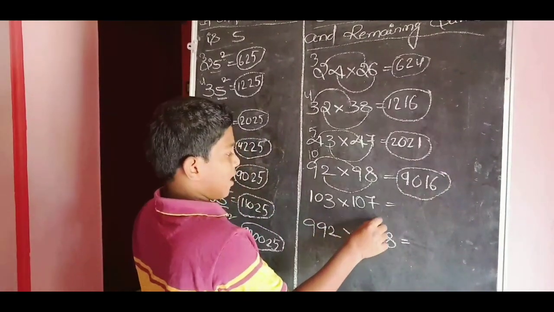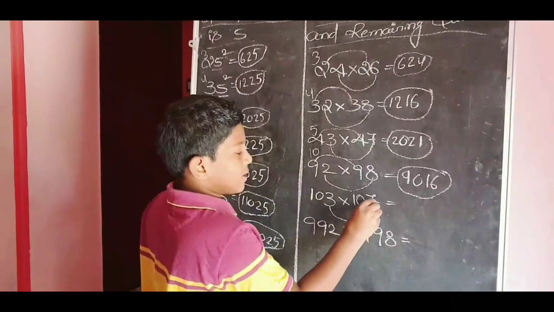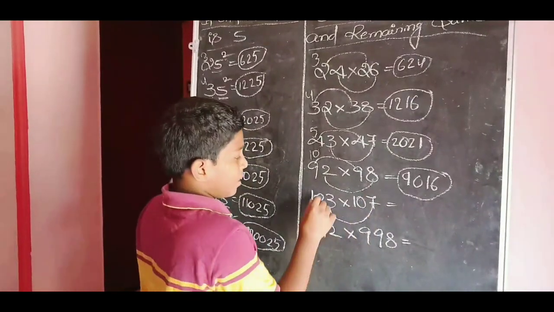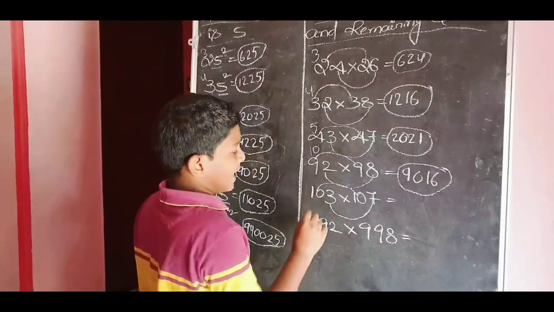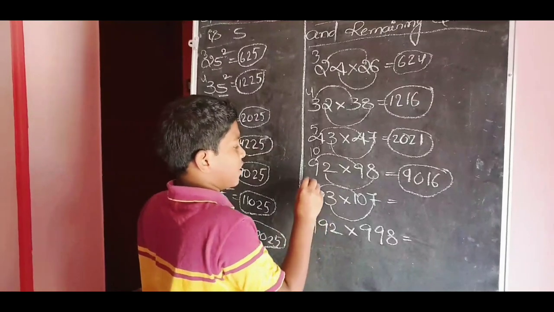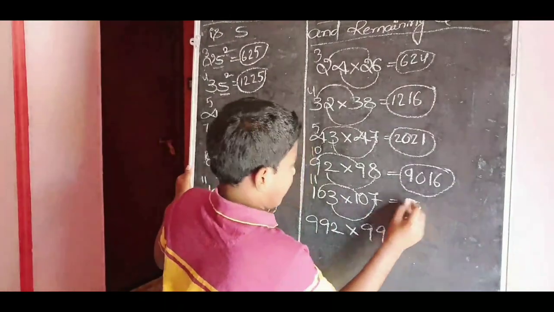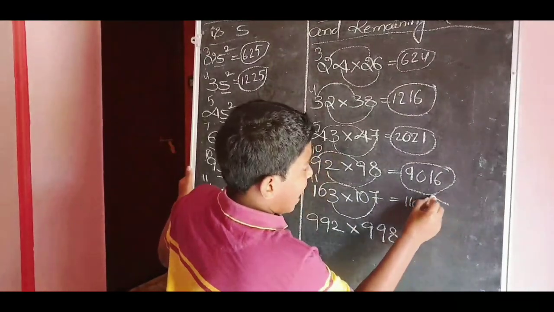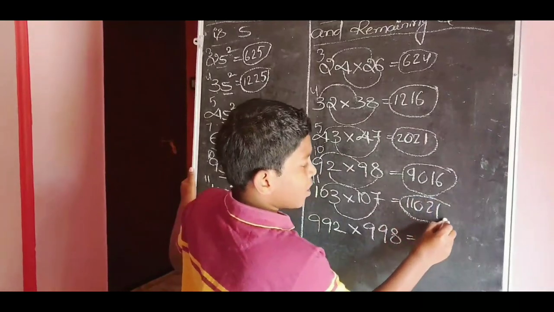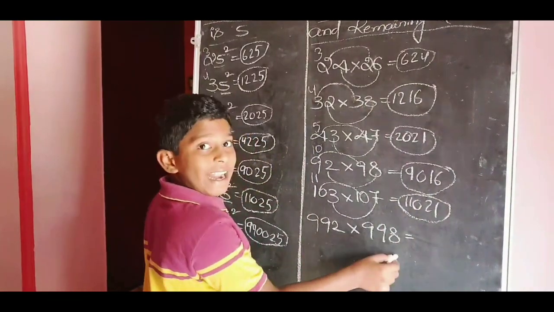103 into 107. Sum of unit place is 10. Remaining are same. 10 next 11. 11 10s are 110. 3 7s are 21. The answer is 11021.